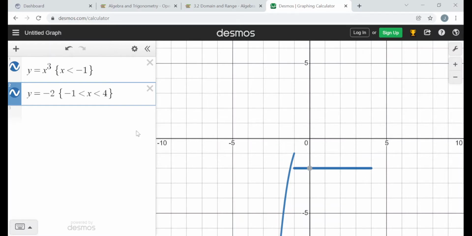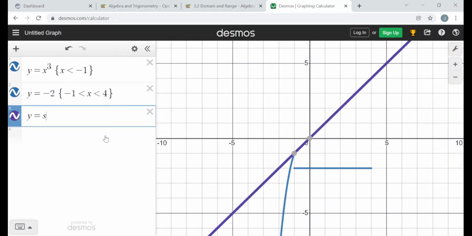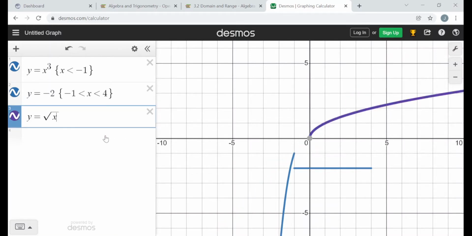All right, and then the final piece, the third slot here, y equals the square root of x. Now, if you just leave it like this, it's graphing the whole thing. And if you leave it like this, it's not a function anymore. This does not pass the vertical line test.